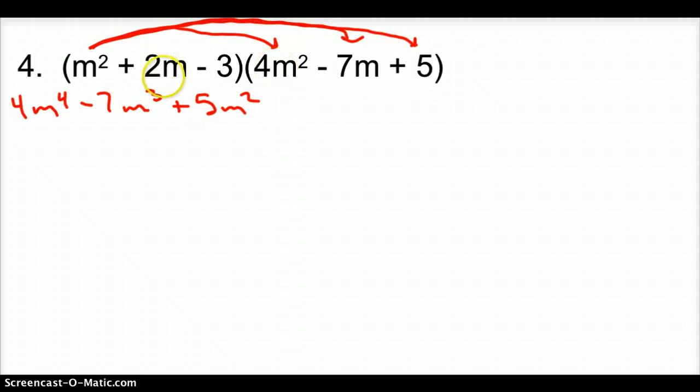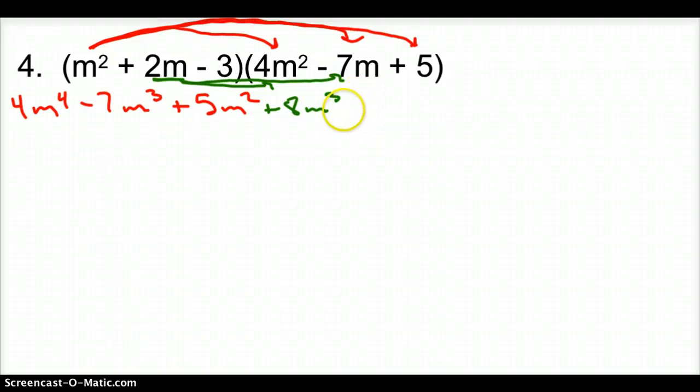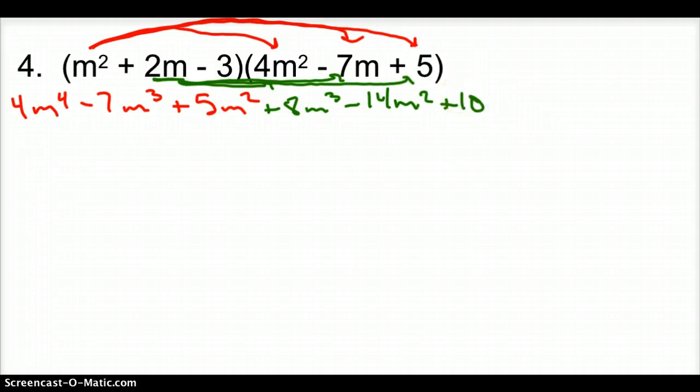Next, I'm going to go to the middle guy. So now the middle guy here goes to the same terms. So it's going to be a plus 8m cubed. Again, middle guy going to the middle guy, so it's going to be a negative 14m squared. And then finally the middle guy to the last guy to give me a plus 10m.